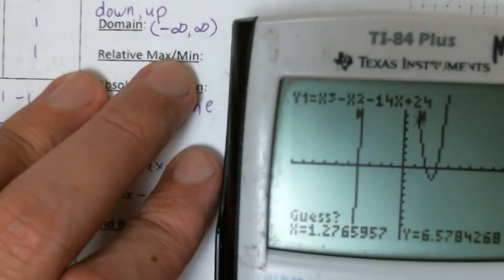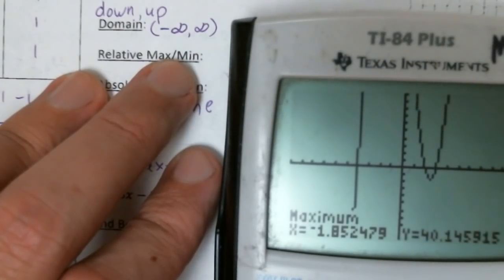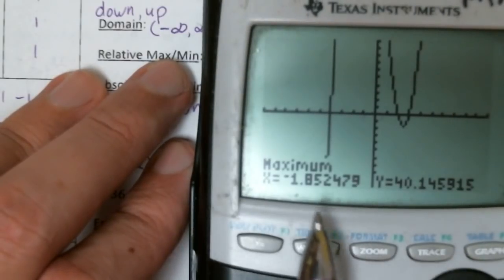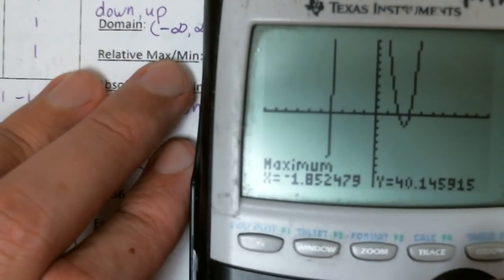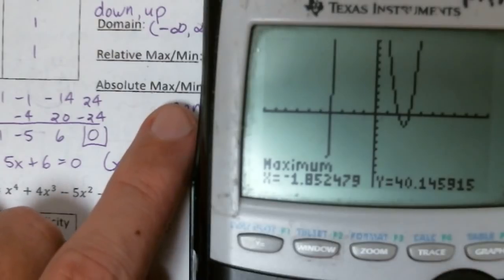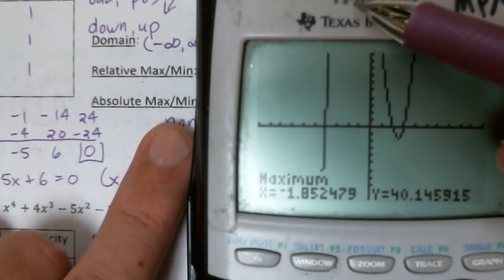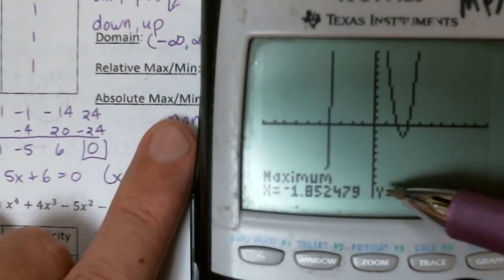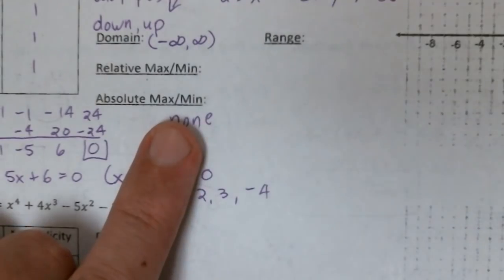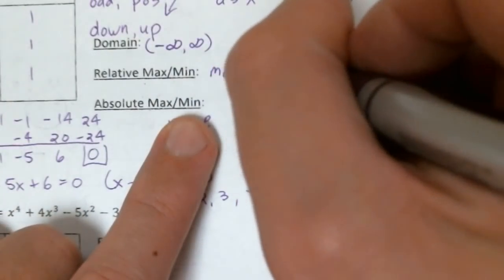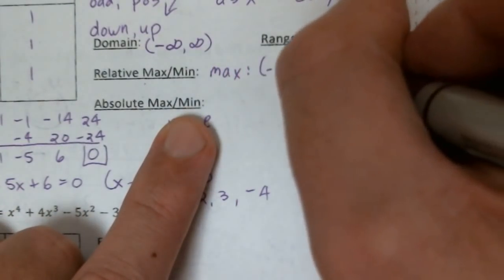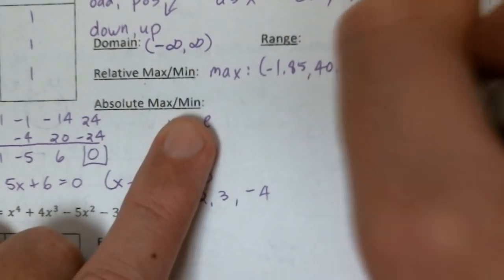That's good. Press enter. And I'm not sure where it gave me an error just now. And then it spits out the maximum right there. Okay, so I have a relative maximum. I have a spot in the roller coaster that turns over at -1.85 and 40. Okay, so I'm going to say a relative max. Got a relative max at -1.85 and 40.15.